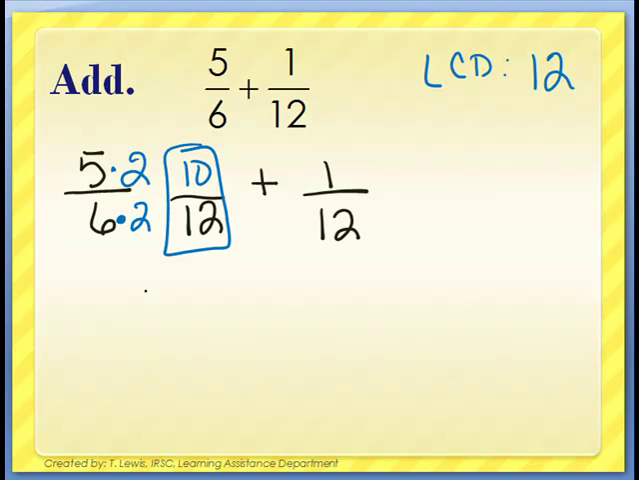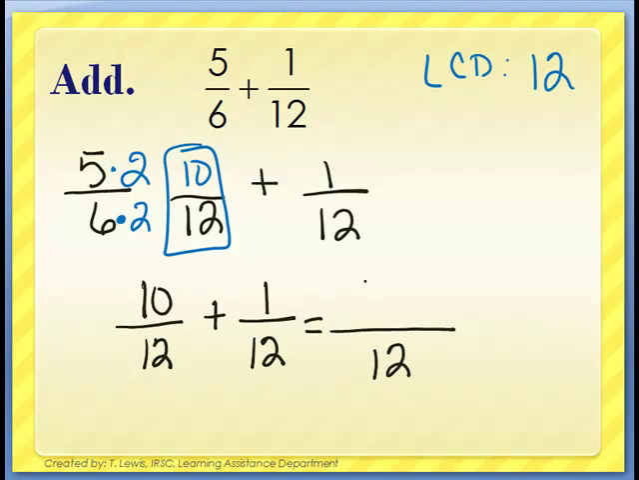So now we have 10/12 plus 1/12. Common denominator is 12. Bring together your 10 and 1, adding, and add 10 and 1, we have 11/12. If we could reduce 11/12, we would, but we cannot for this particular question.